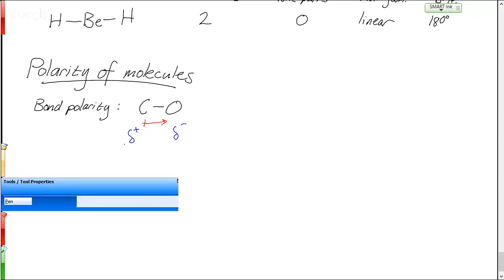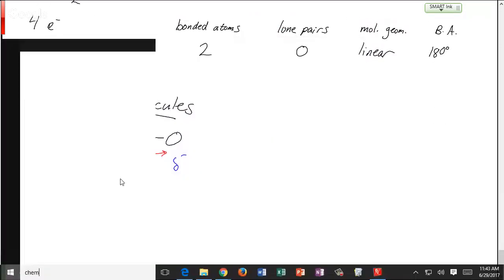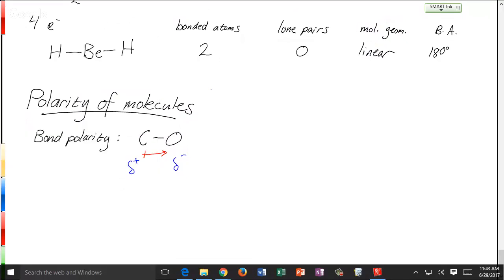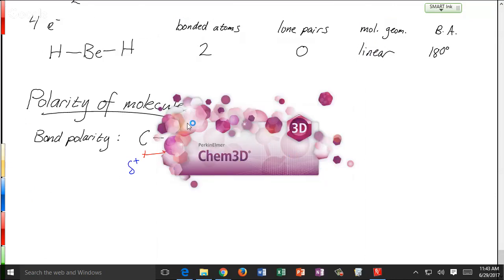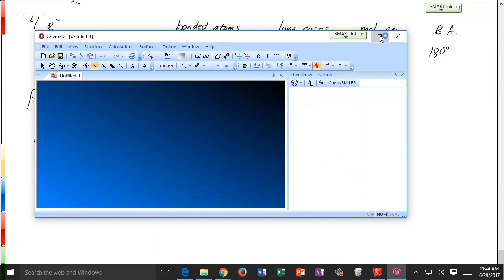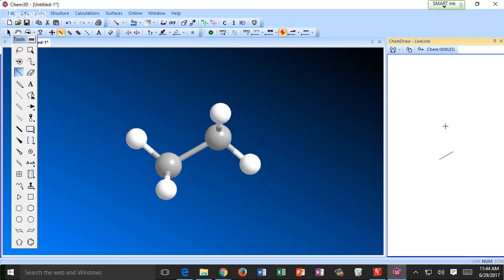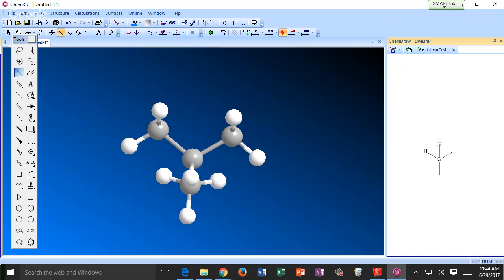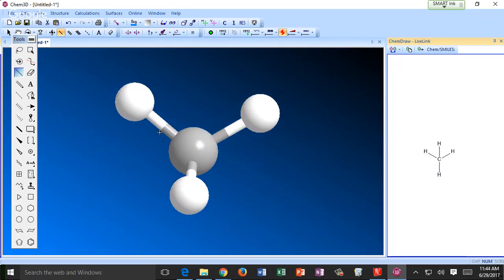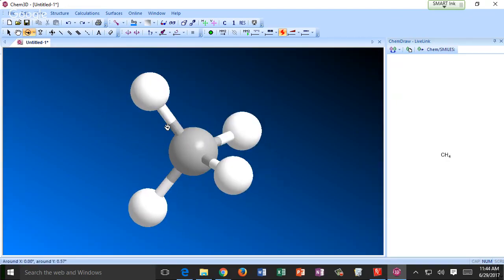So let's look back at what a molecule actually looks like. We can use our visualization tool here again. Oh, our activation code expires today. I hope they update it. All right, so let's just look at a basic methane molecule here. All right, there's our methane molecule, tetrahedral.